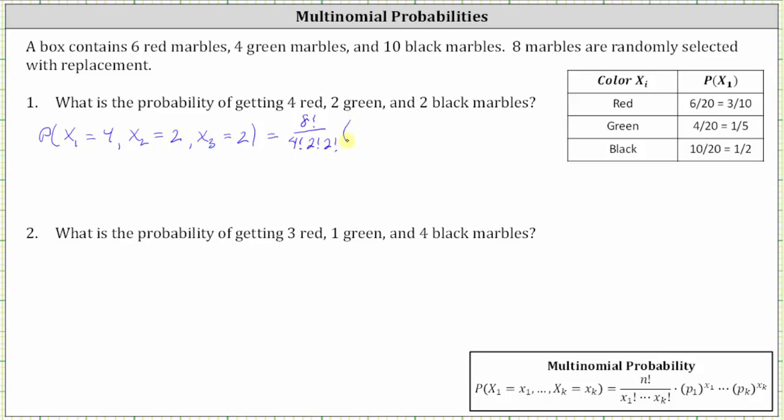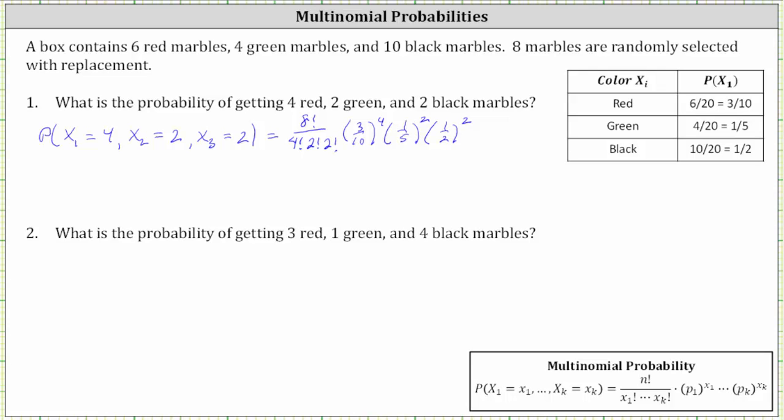And then we multiply this by the probability of getting a red raised to the 4th power, which would be 3/10 to the 4th, times the probability of getting a green marble squared, which would be 1/5 squared, and then times the probability of getting a black marble also squared, which is 1/2 squared.